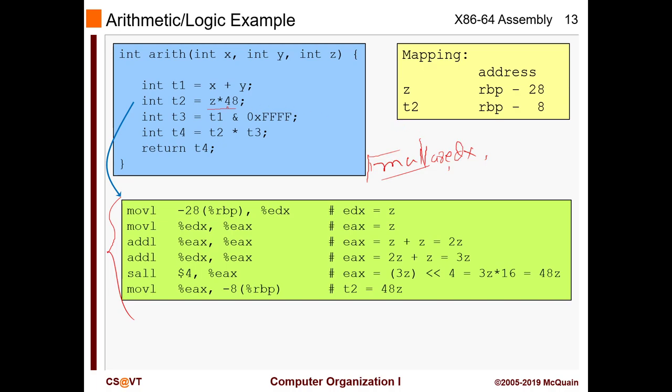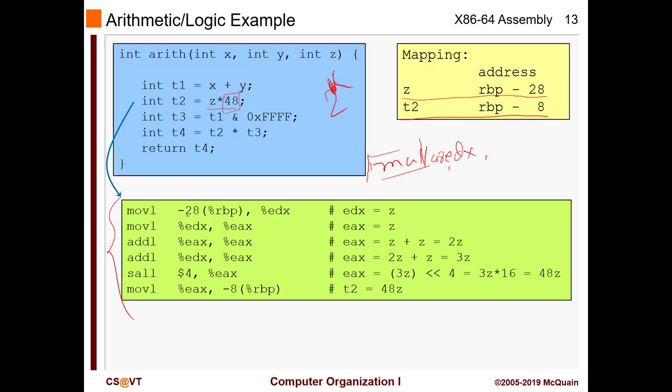So whenever there are any sort of constants, it tries to break them into something similar to 2 to the power k, because that way it's going to be easier for it to do in fewer CPU cycles. So anyway, just like before, the mapping of Z is in 28 and T is in 8.